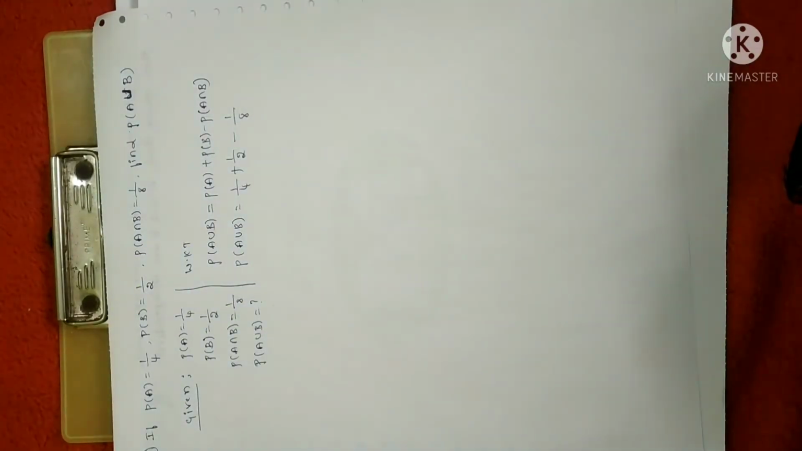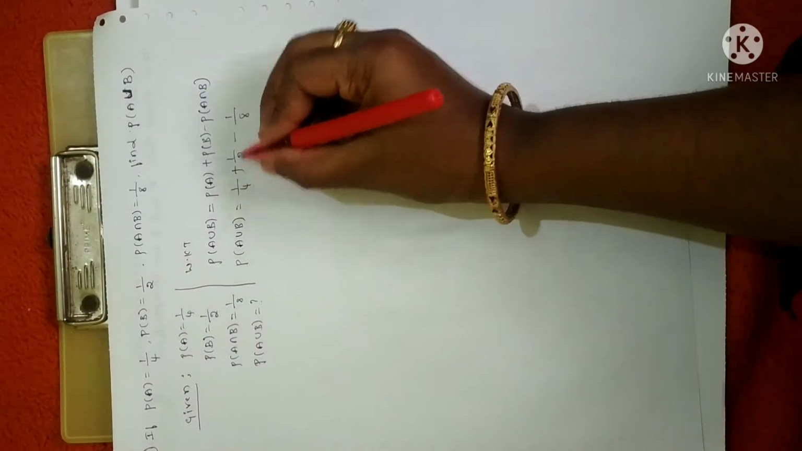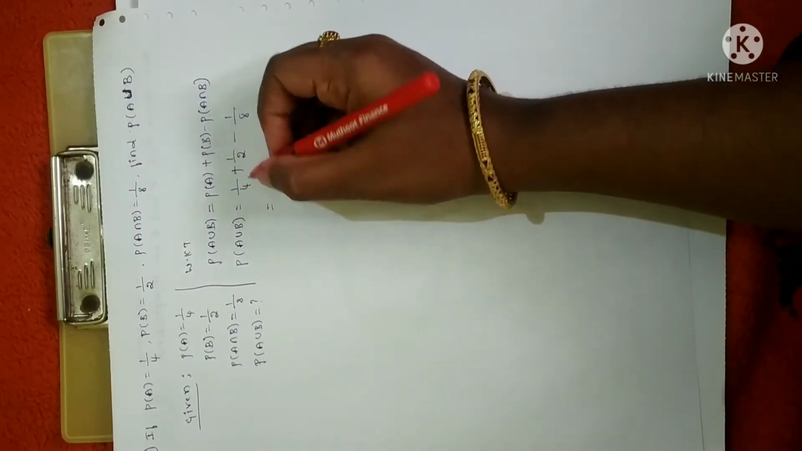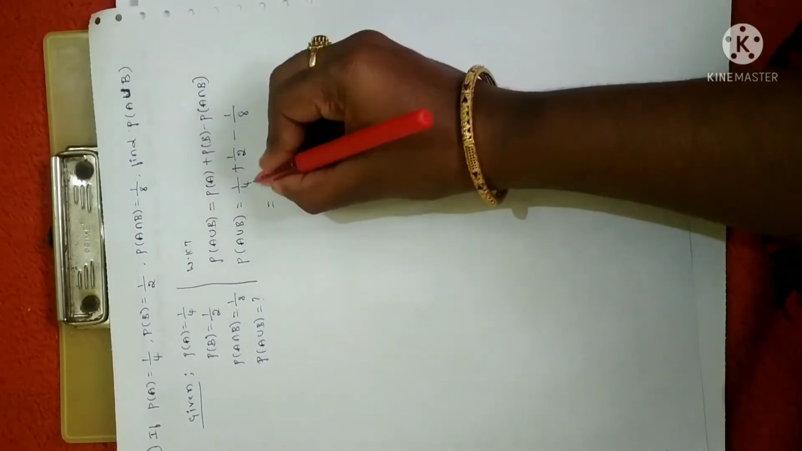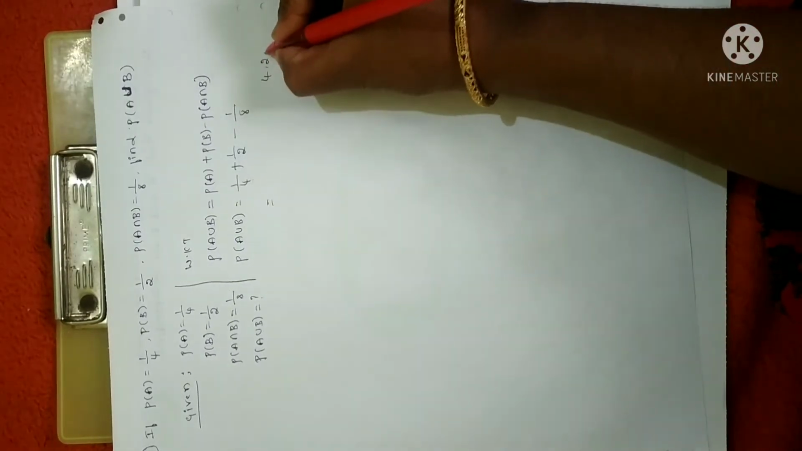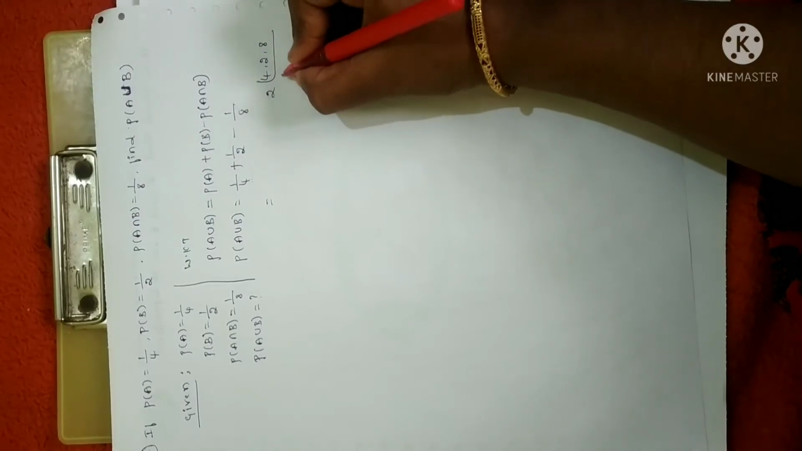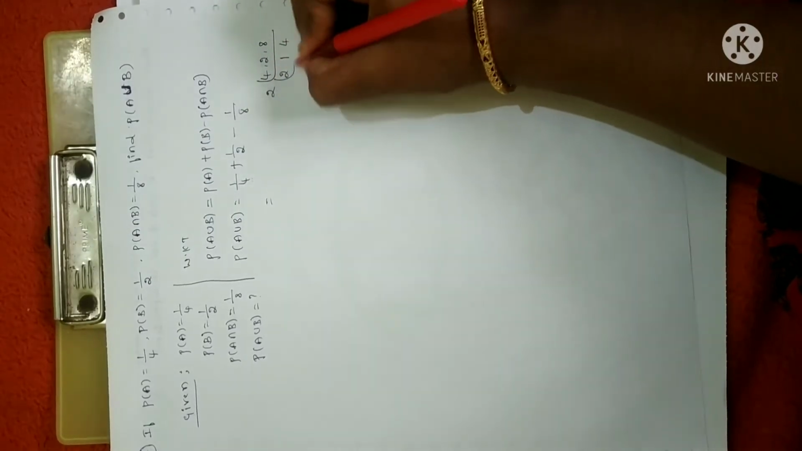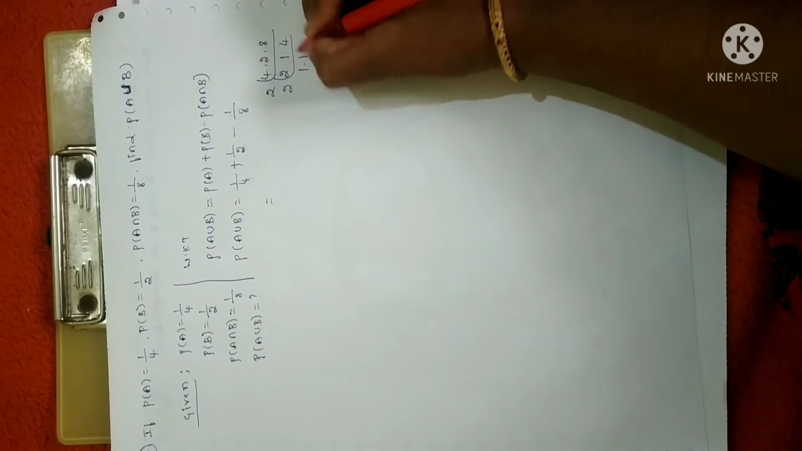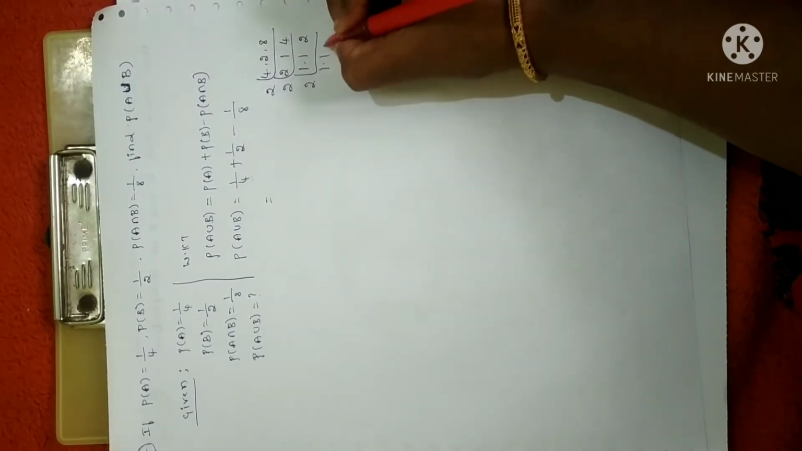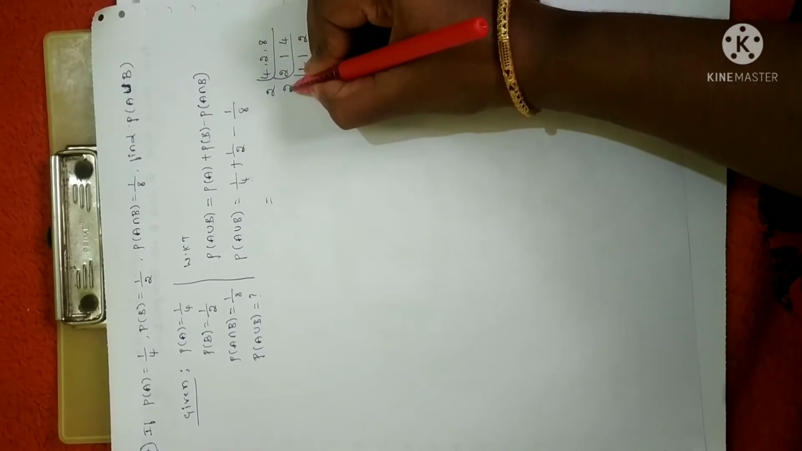Now I am telling you once again, you should not use the calculator to simplify this. Why? Because you have to keep the answer in terms of fraction. So let me take the LCM for 4, 2, 8. Taking the LCM of these: 2 2s are 4, 2 4s are 8. So the total LCM is 8.